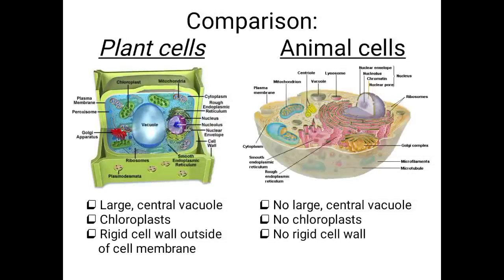Plant cells have a large central vacuole. As I already told you, plant cells have a large central vacuole, and other organelles are smaller in size. But in animal cells, they also contain vacuoles, but their vacuoles are very small in size.